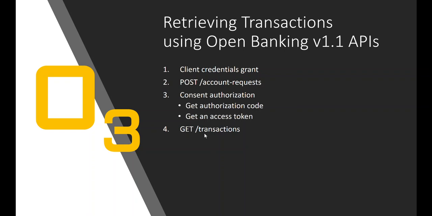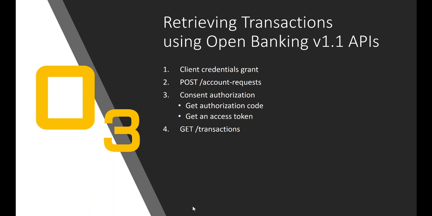The steps for the other endpoints, like balances, standing orders, and direct debits, are pretty much similar. You start off by getting a client credentials grant, and use that to post to the account requests endpoint. This is the endpoint where you stage the consent with the permissions that you require for the calls that you're about to make. You then take that account request through a consent authorization stage, and that's in the traditional two bits. You get an authorization code, and then you exchange that authorization code for an access token. Once you've got that access token, you're good to go and make calls to the various endpoints that you just got consent authorization for.